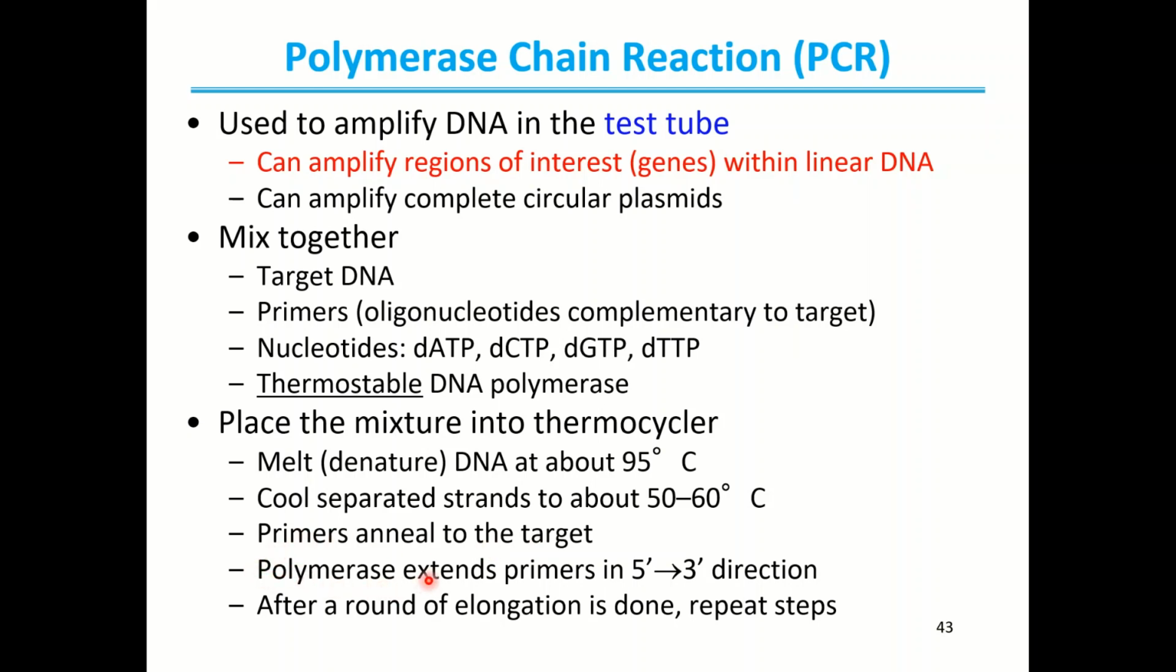And then you use polymerase that will extend the primers in the 5' to 3' direction. You would raise the temperature back up to the temperature that your polymerase is most active at. And then you would just cycle the temperature between these three temperatures. Every time you cycle the temperature, you're getting another copy of your target made.